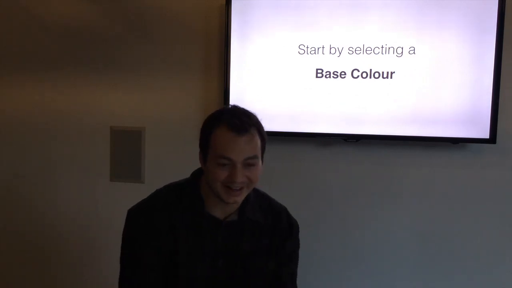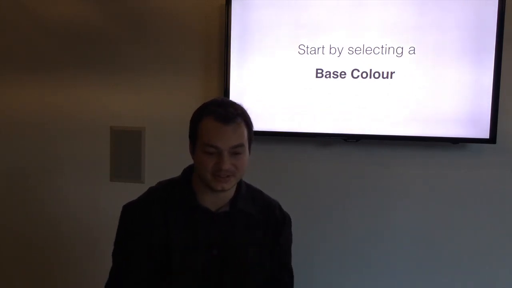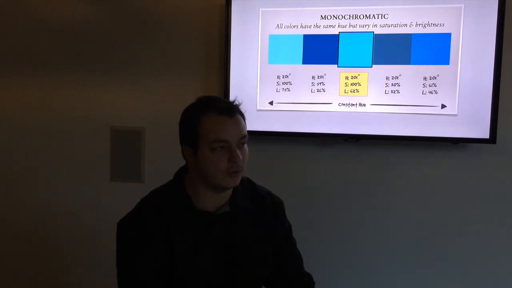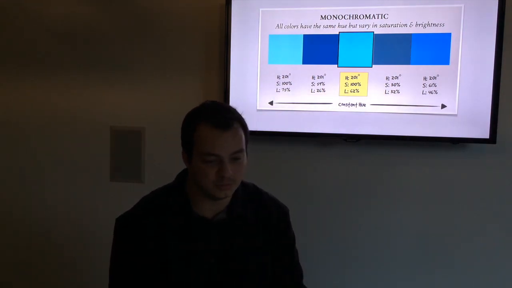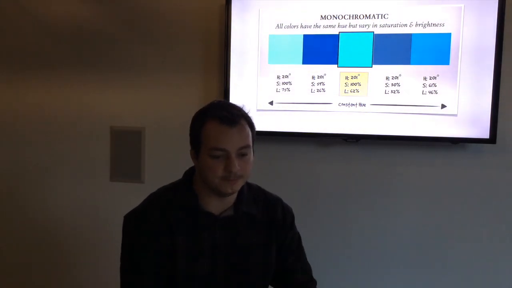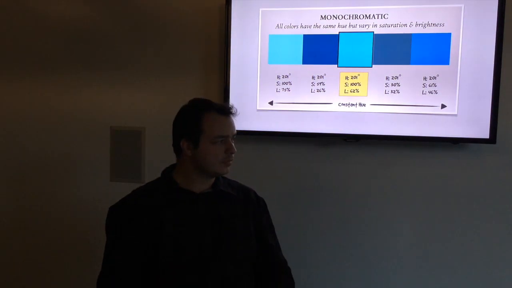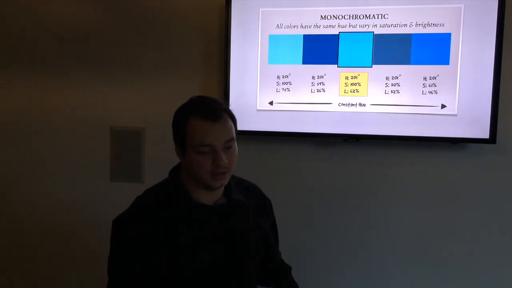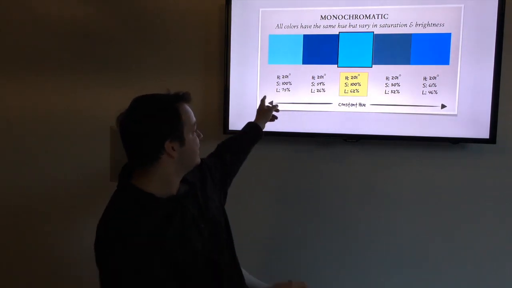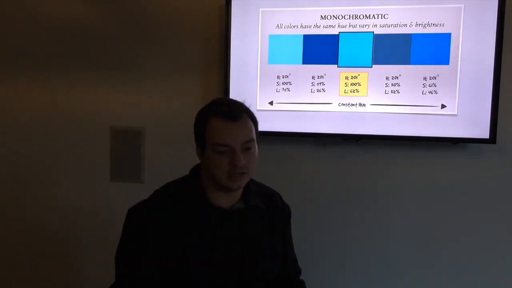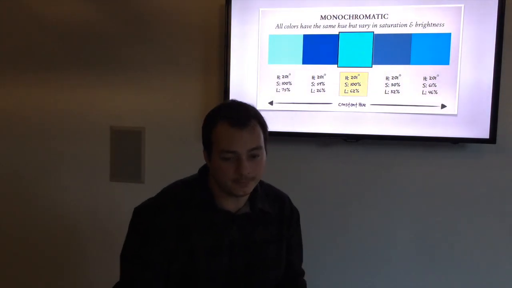Let's do it again. Okay, let's create a color scheme by selecting a base color. So the color in the middle is our base color. This blue, 201 on here, is one way to create a color scheme, which is using exactly the same hue, just changing the saturation and the lightness. It's called monochromatic.